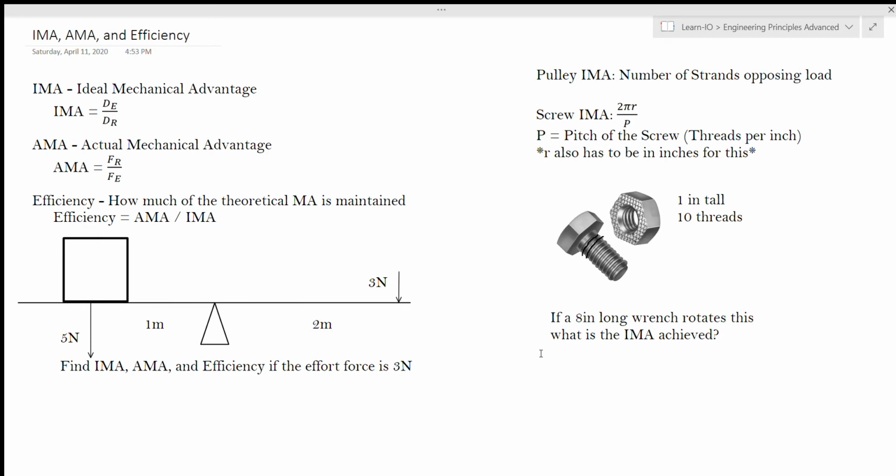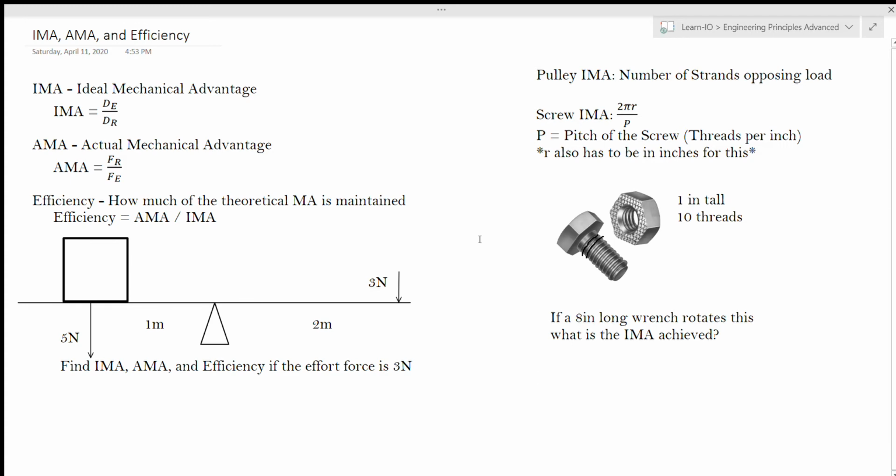Ideal mechanical advantage, or IMA, is a theoretical mechanical advantage that you can get from a machine. And to calculate this, we use the equation IMA equals dE over dR, which basically means that the ideal mechanical advantage that you can get from a machine is equal to the distance that the effort force travels divided by the distance that the resistance force travels. And I'll explain that in a little more detail in just a moment.